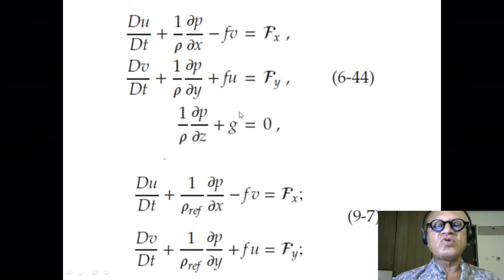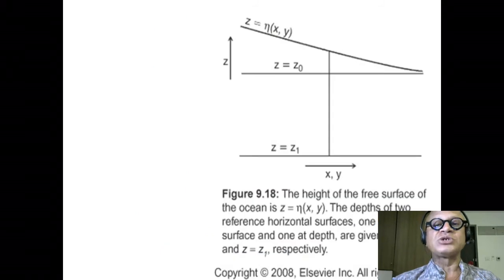So the equation looks almost the same, except we have replaced rho by rho ref. So it's du dt plus 1 over rho ref dp dx minus Fv equals Fx, the friction term, dv dt plus 1 over rho ref dp dy plus F times u equals Fy, the frictional term in the meridional direction, right? So let's first handle the hydrostatic equation and jump right to geostrophy. How would geostrophy be simplified in the ocean?